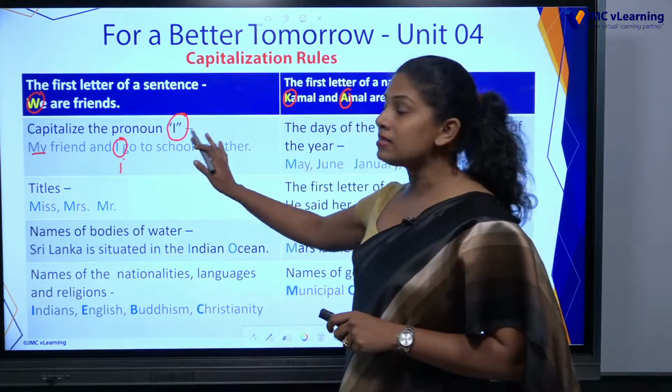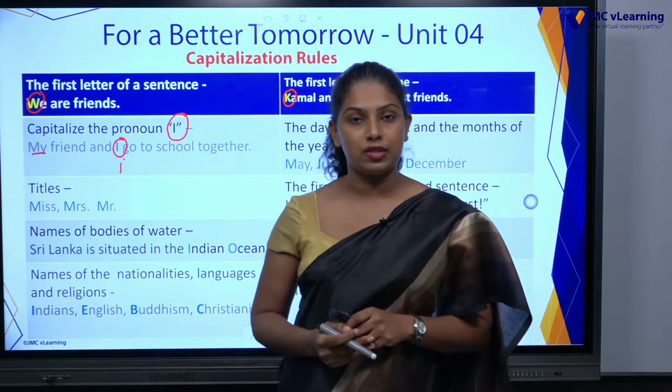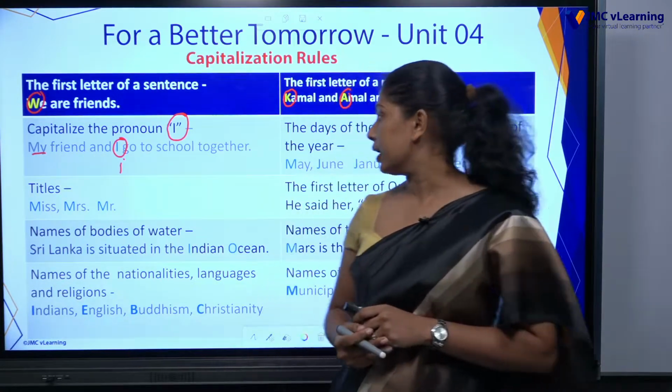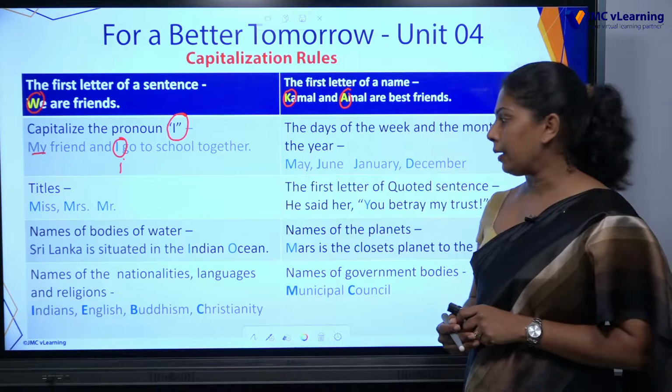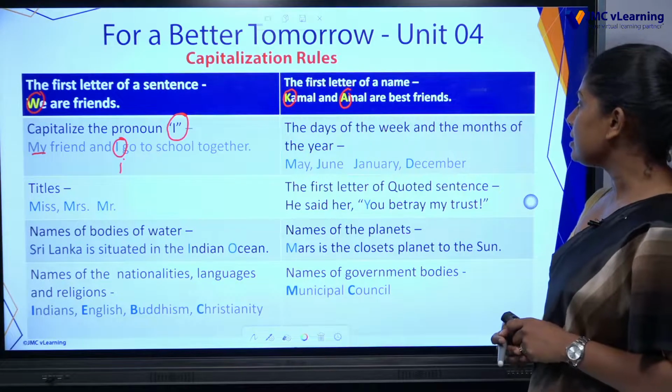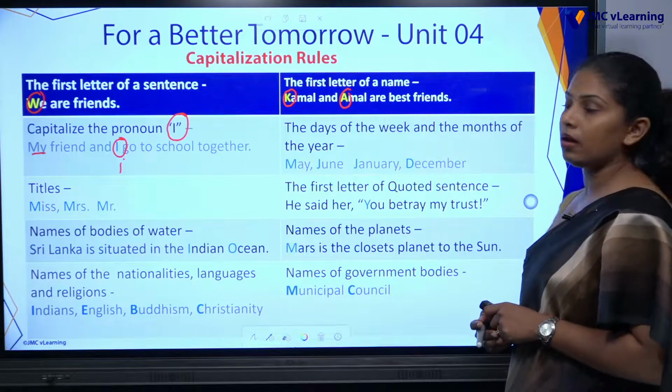So that is the third rule of capitalization that we are learning today. Then let us move to the fourth one, the fourth rule of capitalization. The days of the week and the months of the year.